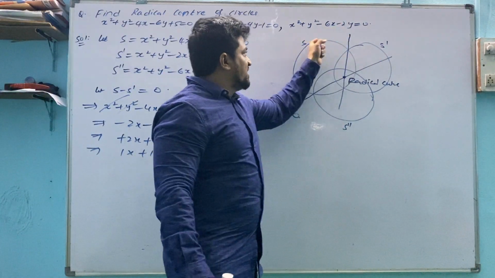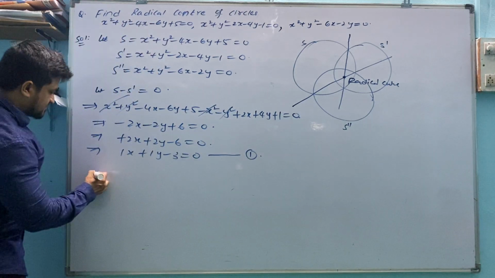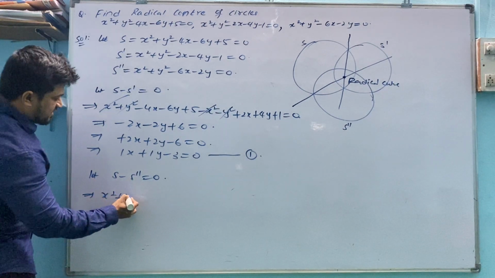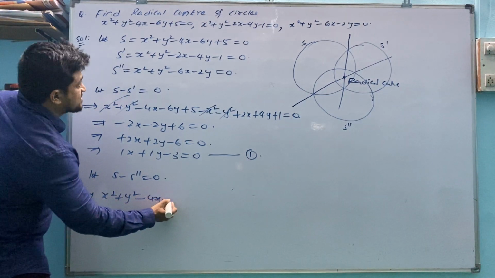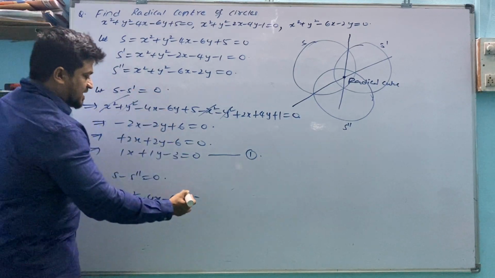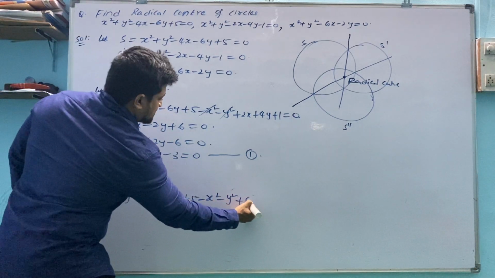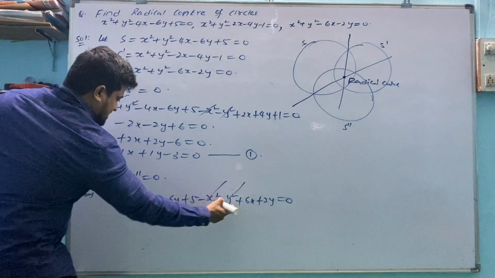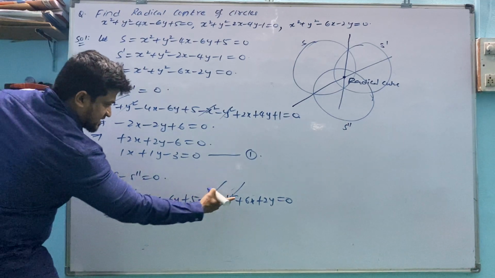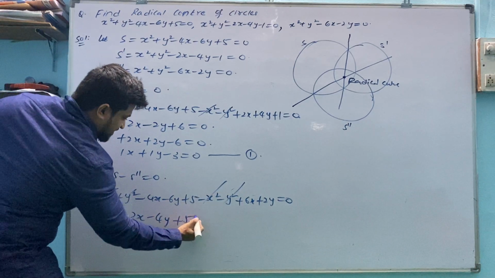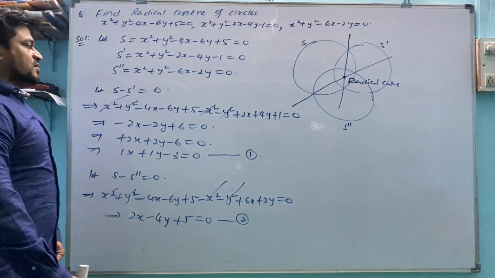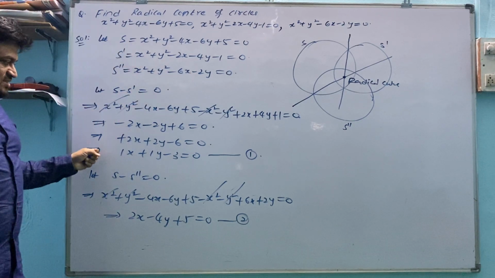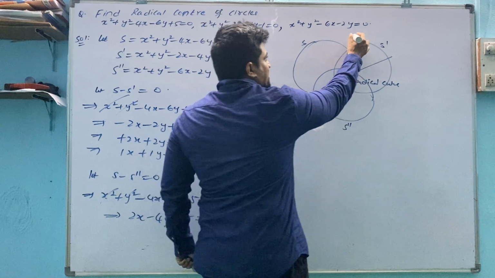Now for this line we need to subtract S minus S double dash. For the same thing we have to write the S value, x square plus y square minus 4x minus 6y plus 5, minus S double dash. x square and y square cancelled. Minus 4x plus 6x, minus 6y plus 2y, plus 5, equal to 0. Equation 2. First find the radical axis of two circles, then the radical axis of another two circles, then two equations we got, equation 1 and equation 2.